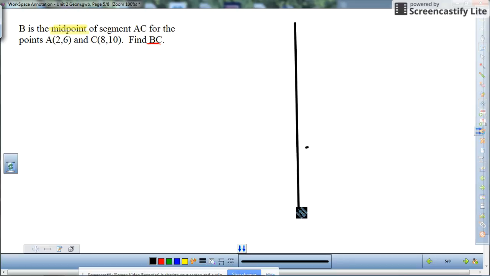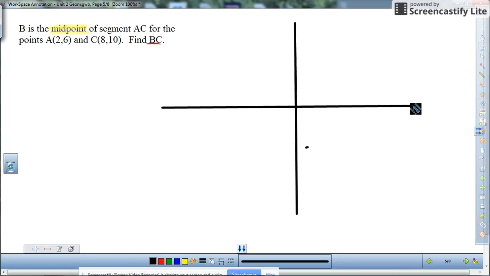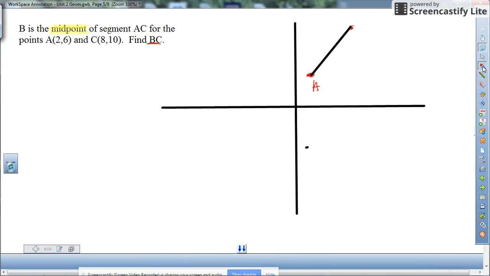All right, so here is a coordinate plane. And I'm just going to kind of plot. Let's see, I'd say 2, 6 would be about right here. And then 8, 10, it's going to look something like that. So here would be A and B, and we're saying that that's C. And that B is the midpoint. Remember that if it's the midpoint, it cuts it in half.